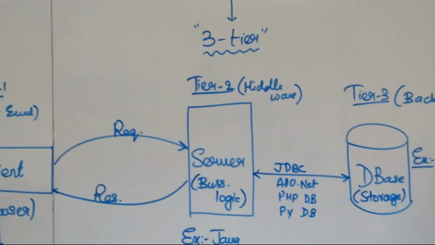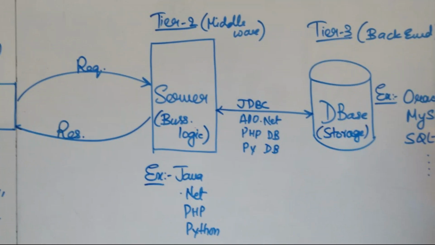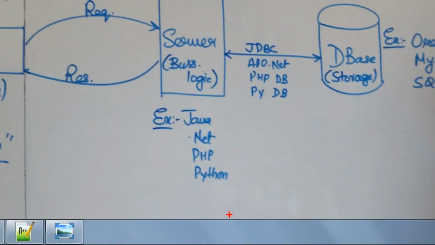And tier 2 is known as middleware, or it is also known as server. A server is a machine on which we'll be writing the business logic. To write this business logic, we use technologies like Java, .NET, PHP, and Python. These are some technologies using which we write programs on the server.